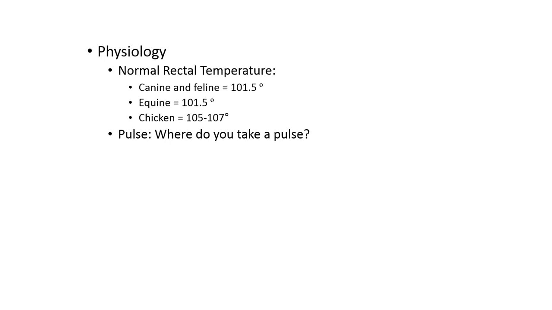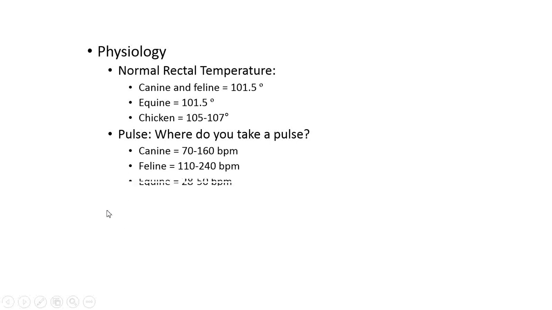Pulse, where do you take a pulse? Normally, a femoral pulse is the easiest place to take a pulse on a horse, a cat, and a dog. Just reach back there on the inside aspect in that femoral triangle region, and you can feel that femoral pulse pretty easily. Normal pulse on dogs, the smaller the dog, the higher the pulse, between 70 and 160 beats per minute. Cats around 110 to 240 beats per minute, and horses around 28 to 50 beats per minute.